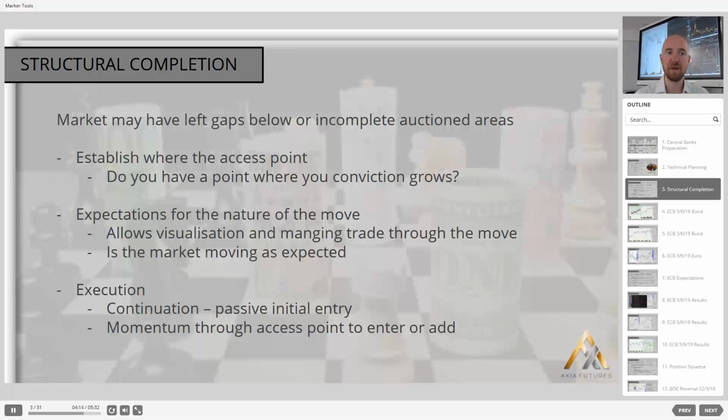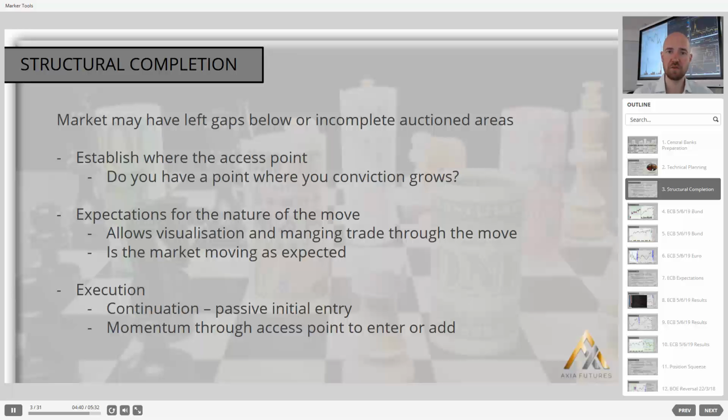It also means that it accommodates numerous styles, whether you're a momentum trader or a more passive continuation trader, someone who's willing to wait for that larger move. So what we're going to have a look at is the ECB back in June. And this was a meeting that didn't give us a huge amount, but it did give us some nice technical setups. And that's the real key thing that we're looking for.